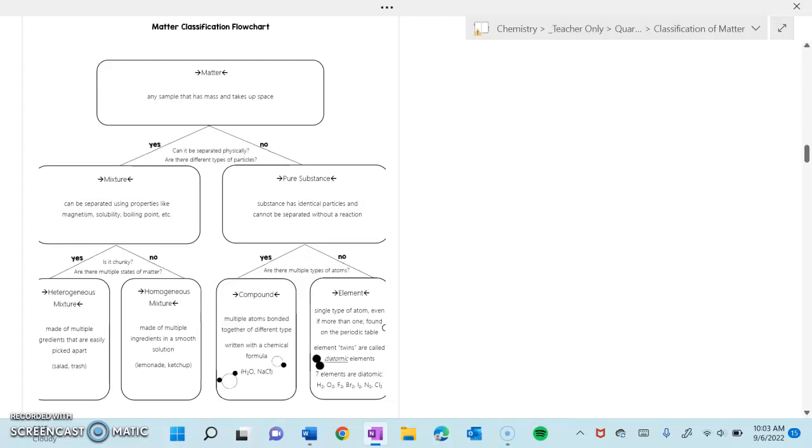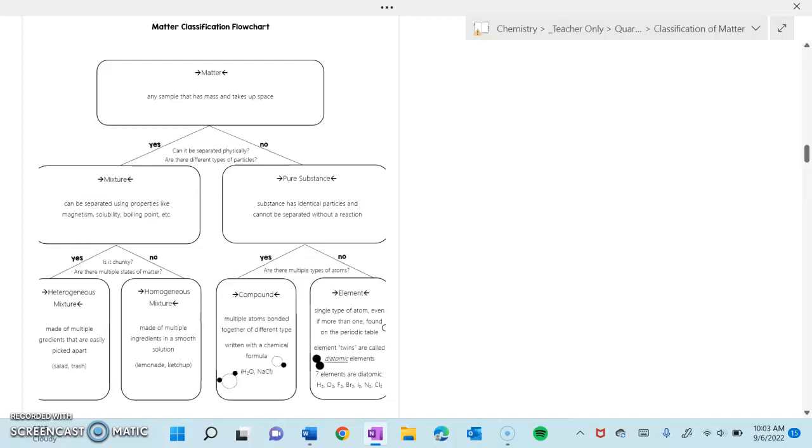And we showed water and salt. There are a couple of particle diagrams here to kind of help you visualize what that might look like. 2 hydrogens and an oxygen over here on the left, or a sodium and a chlorine, 2 atoms for the other compound. An element, if it does not have multiple types of atoms, it's just a single type of atom, even if more than one are bonded together, and they're all found on the periodic table.